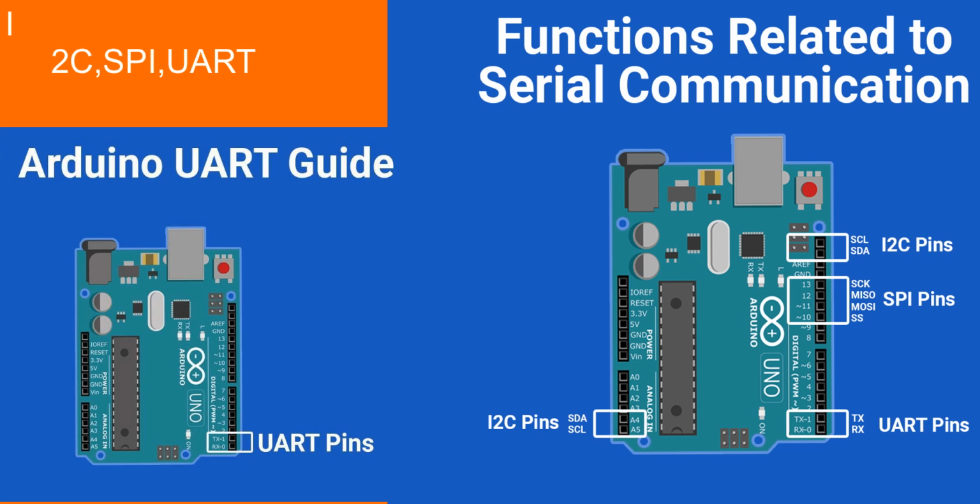The next one is SPI, which is Serial Peripheral Interface. It is a synchronous serial communication protocol using MOSI, MISO, SCK, and the SS pins for high-speed communication with sensors and modules.